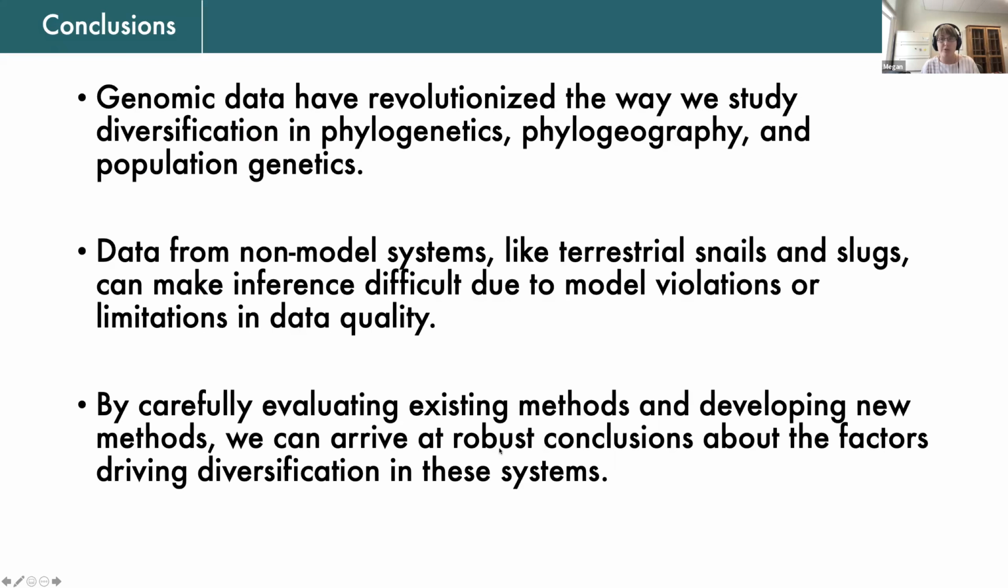Genomic data, I think, have revolutionized the way that we study diversification in phylogenetics and population genetics. But when we have data from non-model systems or even model systems, inference can be difficult due to model violations and limitations in data quality. But I think by carefully evaluating our existing methods and developing new methods, we can arrive at robust conclusions about the factors that drive diversification in these systems.